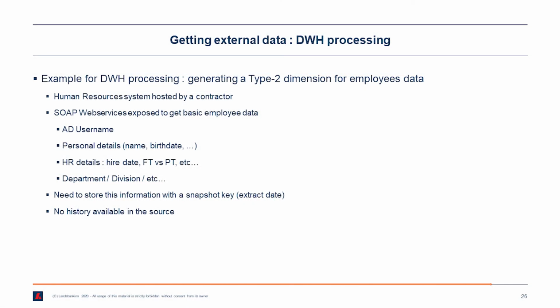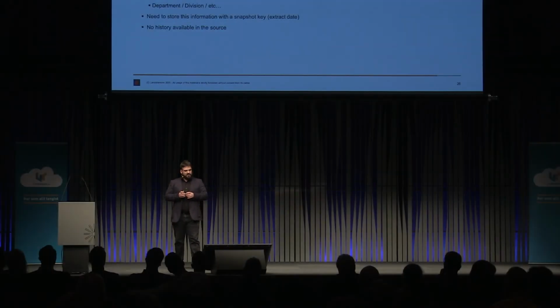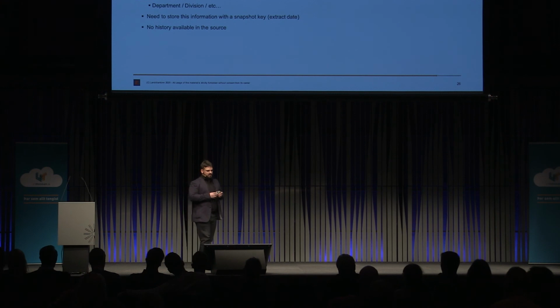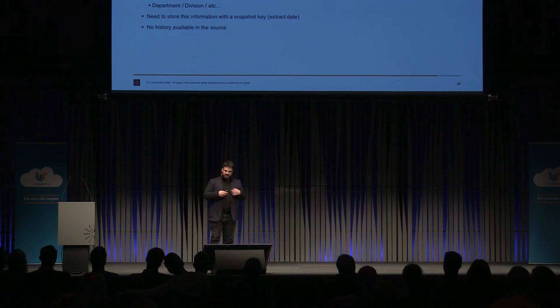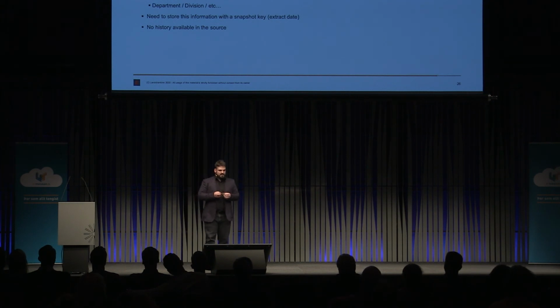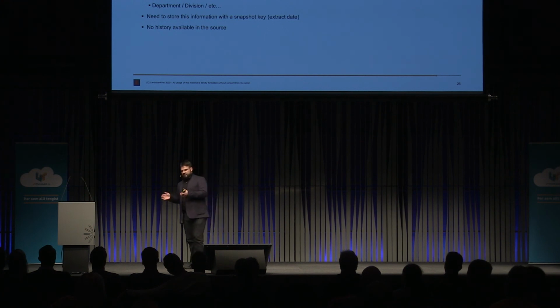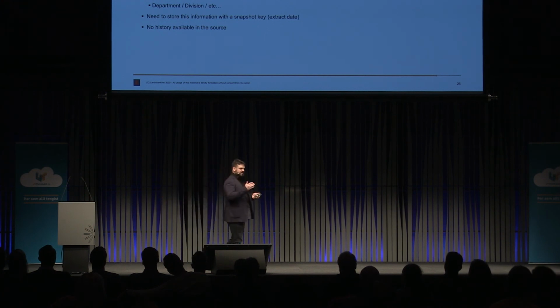Let's take an example. We have our HR system that is a software as a service platform. This HR system exposes data as SOAP web services. So we can use our logical data warehouse to connect to that SOAP web service and extract the data we need, such as the username of the person, when they've been hired, their personal details, and so forth. The problem is this system is not historical. We only have the status as it is today.